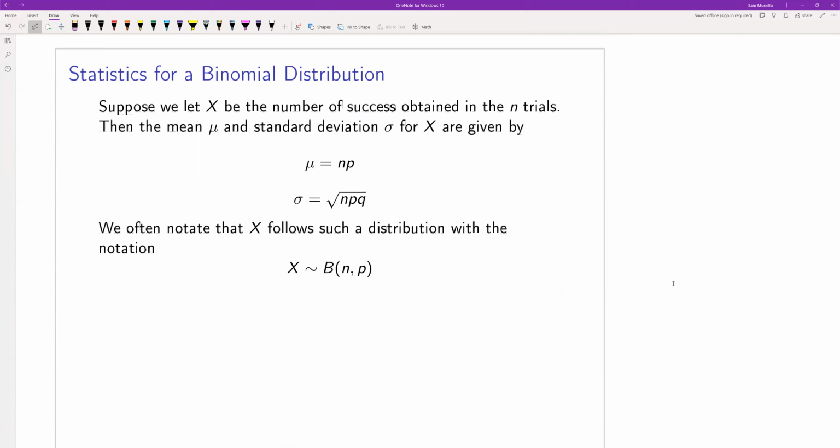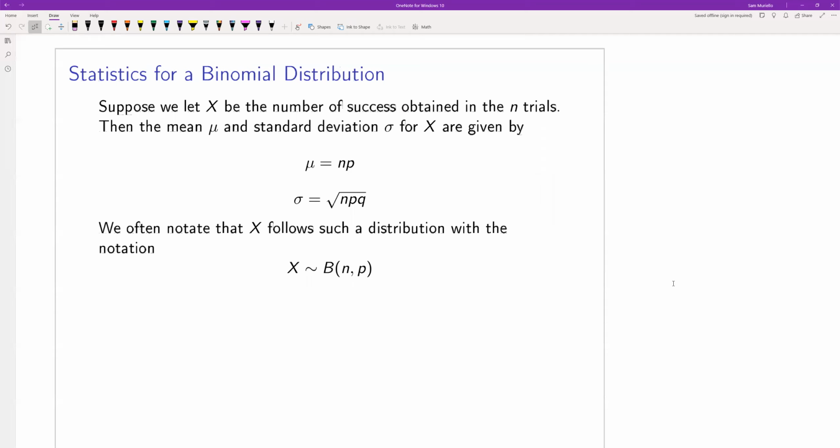The mean is simply the number of trials multiplied by the chance for success, which makes a lot of sense. If I flip a coin 100 times and 50% of the time it comes up heads, then I expect, on average, 50 heads. Very logical if you think about it.